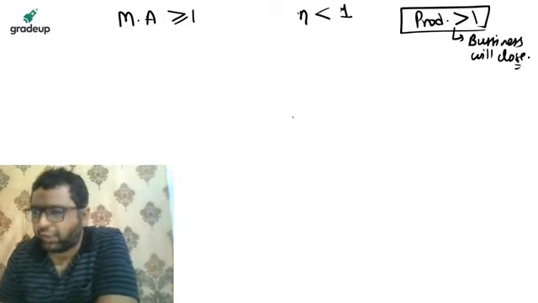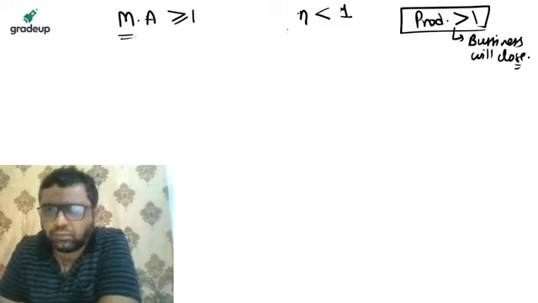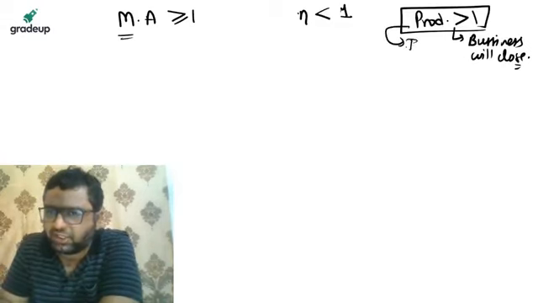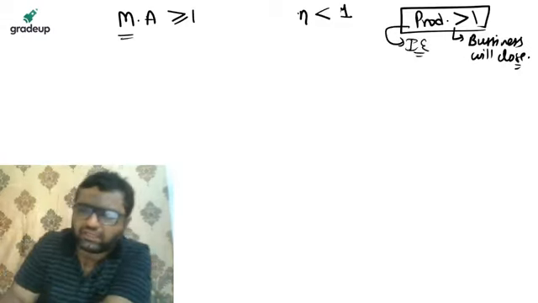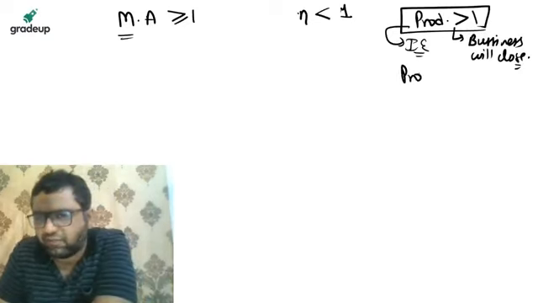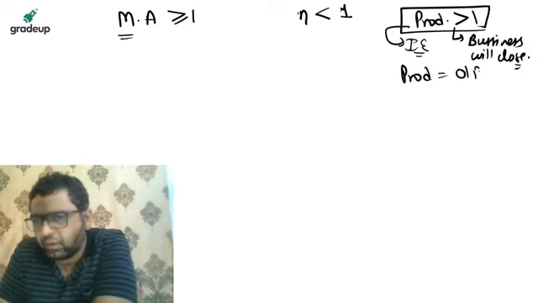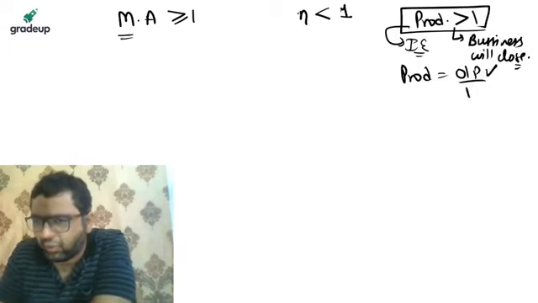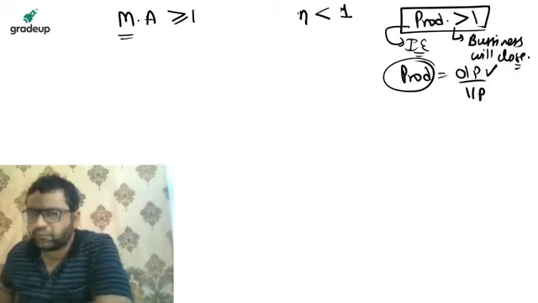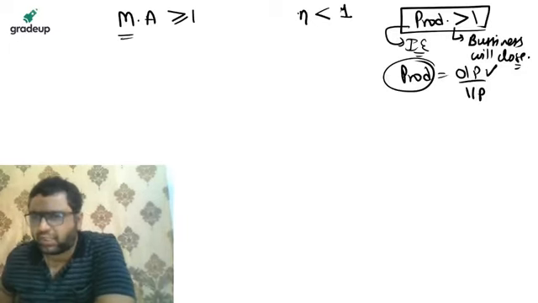You might be knowing always related to productivity in industrial engineering. I'm not going to go into detail of this. Productivity is defined as what you are getting as output divided by what you are giving as input. This is the definition of productivity. Productivity is always more than 1.